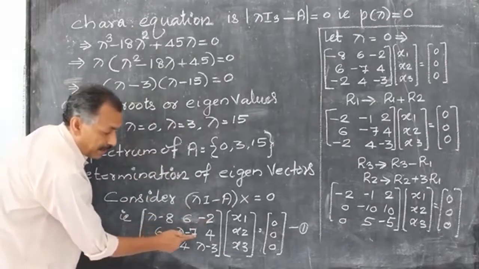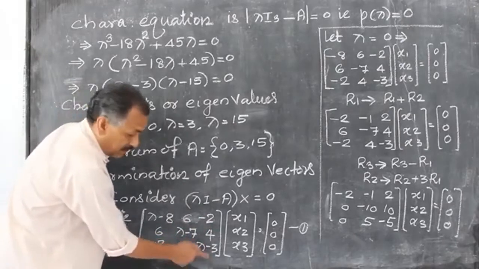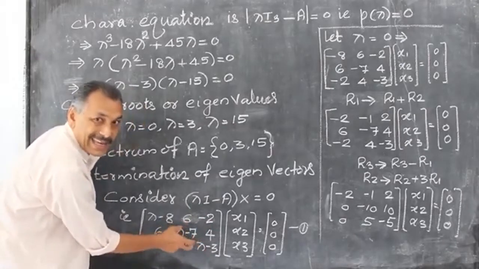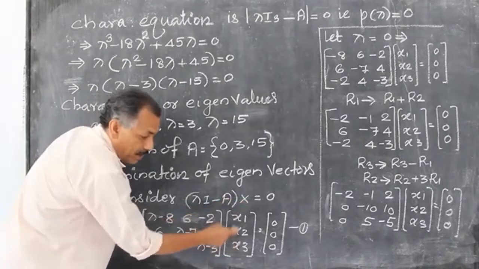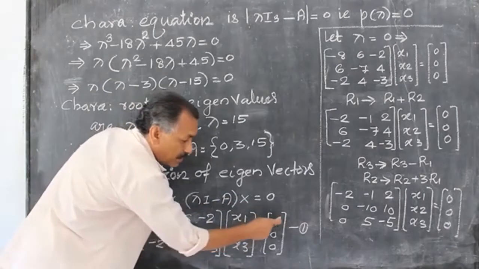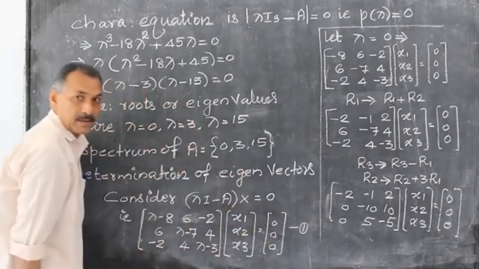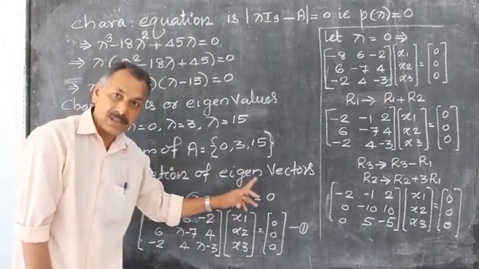The matrix is: 6, lambda minus 7, 4. Then minus 2, 4, lambda minus 3. This is the characteristic matrix (lambda I minus A) into the column vector x1, x2, x3, which is equal to 0, that is, the column of 0, 0, 0. So this is lambda I minus A into x is equal to 0.